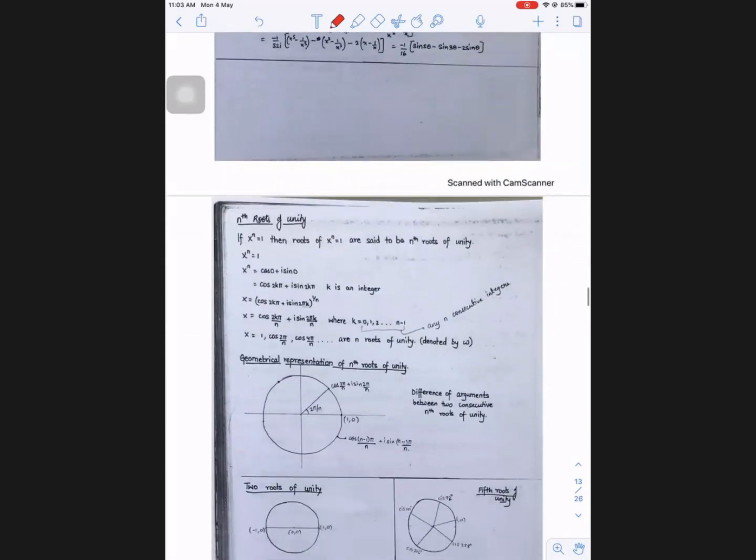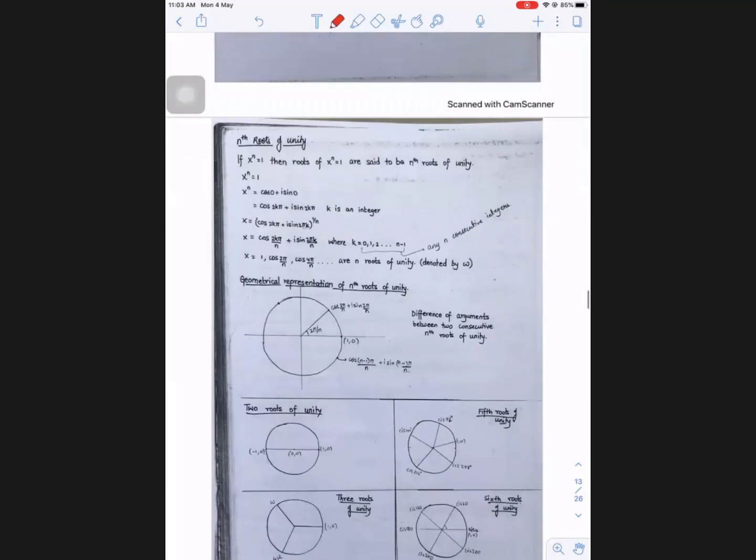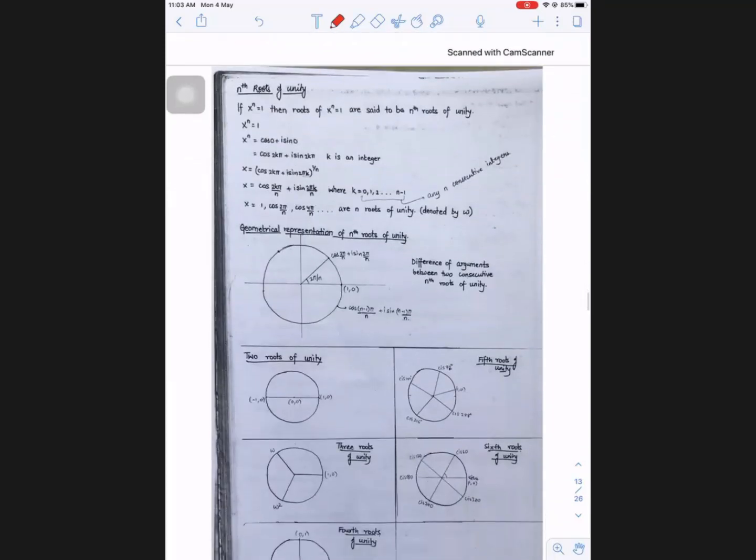Next, the nth roots of unity concept. Even this nth roots of unity we get from De Moivre's theorem application only. If you take x power n equal to 1, then that x is called the nth root of unity. Here is how to find the result: if you take x power n equal to 1, that x power n you can write as cos 2k pi plus i sin 2k pi, where k is an integer.